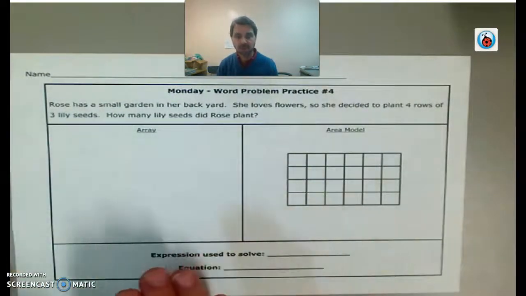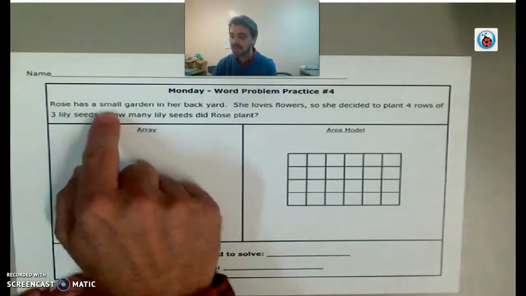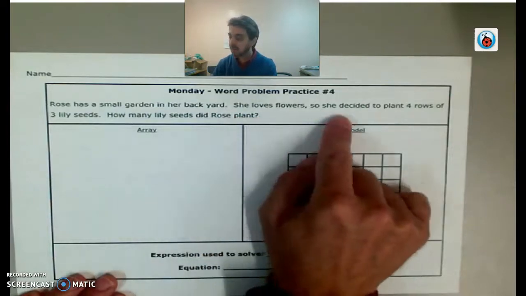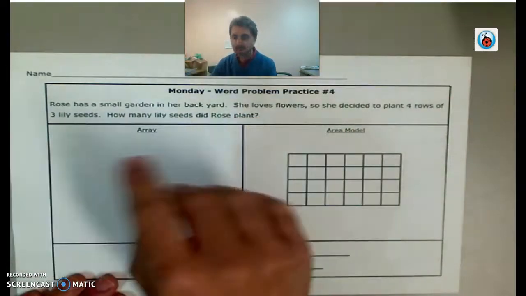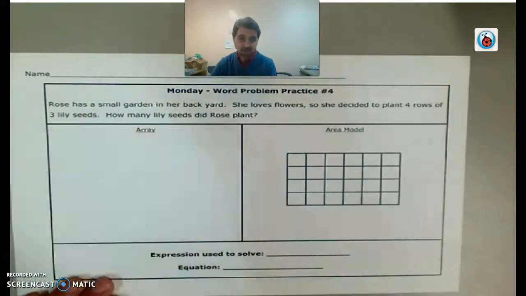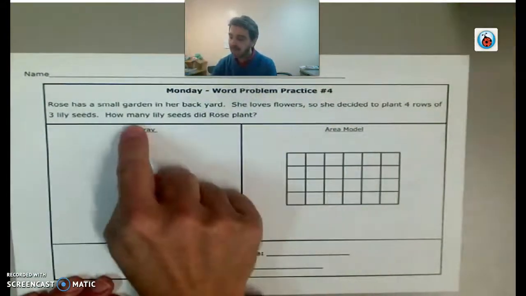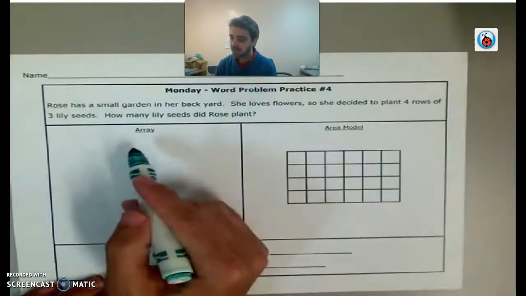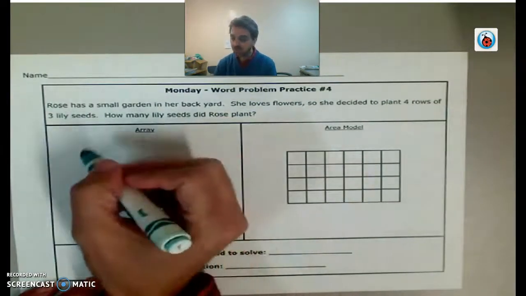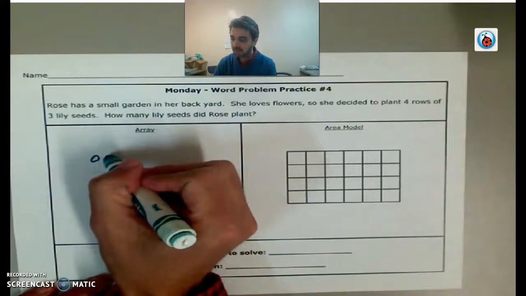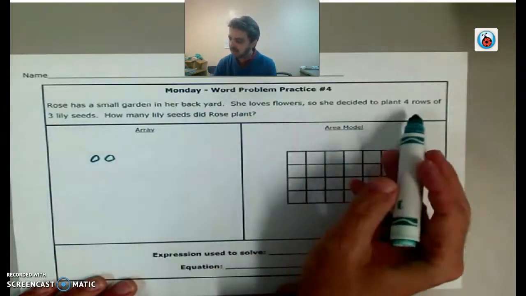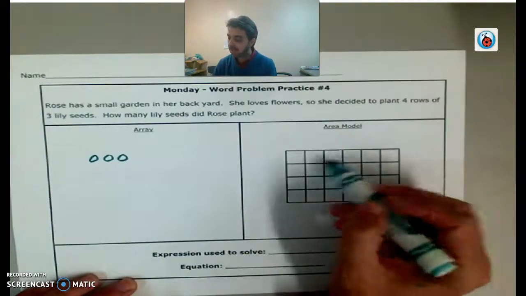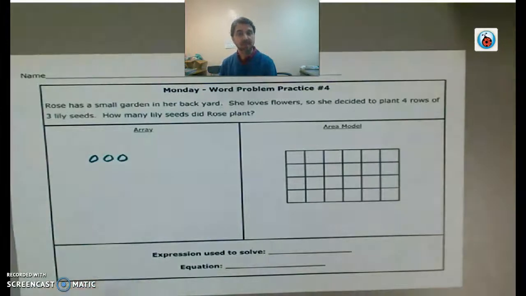It's pretty straightforward in terms of Rose has a small garden in her backyard. She loves flowers. So she decided to plant 4 rows of 3 lily seeds. So she's going to plant the seeds so they can grow. How many lily seeds did Rose plant? Okay, so try the array. You can just draw little seeds, like circles, right? So it says 4 rows. So 1 row of 3 seeds, but you need 4 rows. And then try it with the area model. And when you've done that, come on back.